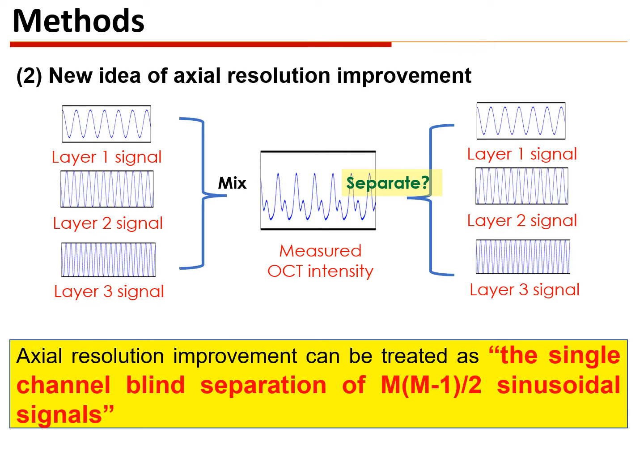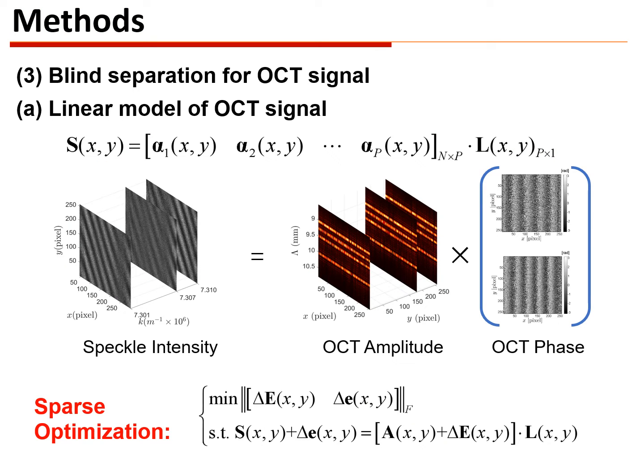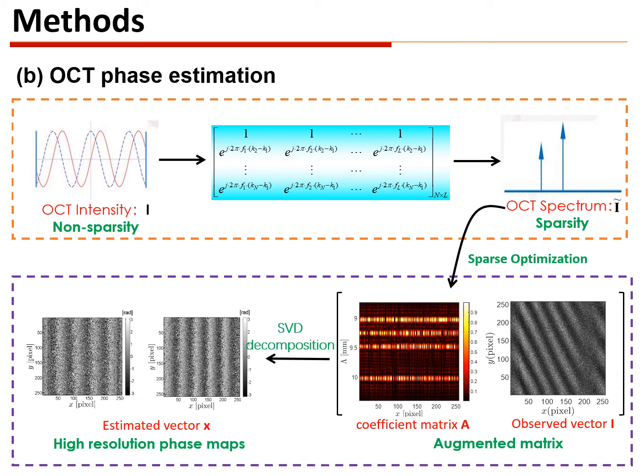So the axial resolution improvement is to separate the sinusoidal signals with close frequencies. Based on this idea, we established the linear model of the OCT signal. After that, we import a sparse regularization to reconstruct the OCT amplitude and phase. To minimize the effect of speckle noise, we further proposed a total least square method to optimize the OCT spectra. Finally, a high resolution of these maps can be obtained.